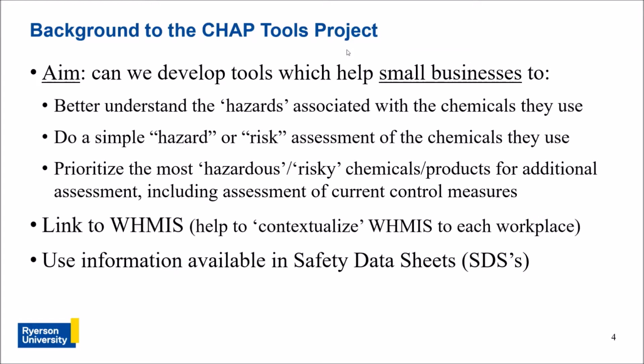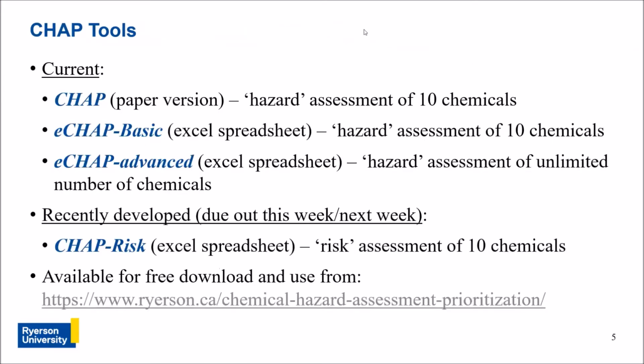And we wanted to use information that's available in safety data sheets, because for small businesses, that's really where they're going to be getting their chemical hazard information from, the safety data sheets that come with each chemical. So currently we have 3 versions of our CHAP tools. CHAP is a paper version of a hazard assessment for 10 chemicals, and when we trialed that, which was funded by the Ministry of Labour, feedback was that it would be good to turn that into an electronic tool.